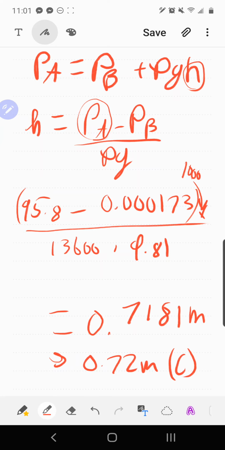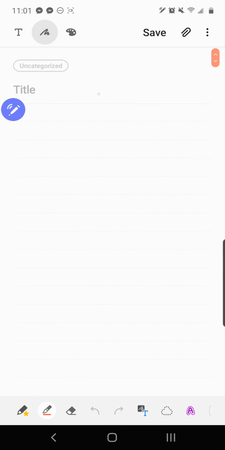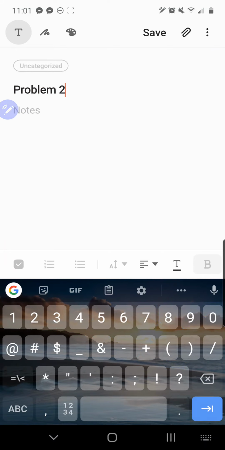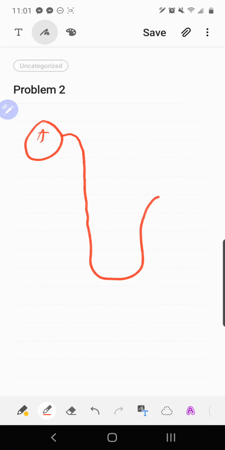All right, there is that problem done. Next problem we are going to do, let's look at number 2. We have a manometer. Okay, we have our tank here on the left, tank A. Going to go down like this. Tank B is over here.